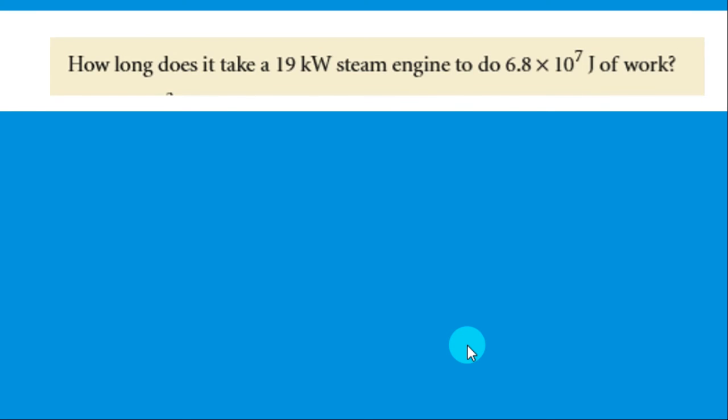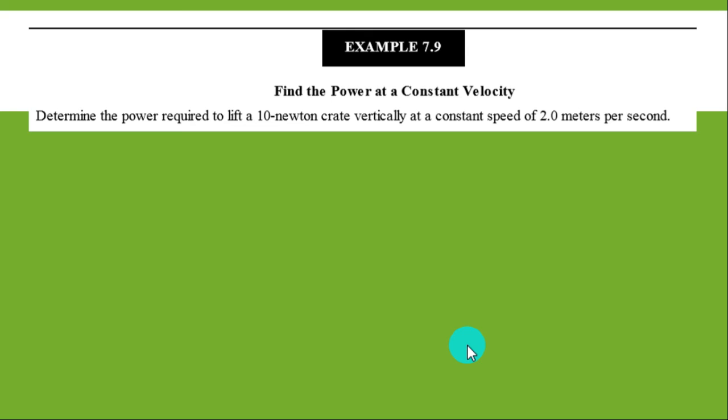You have here 2 examples, solve them by yourself, and tomorrow I will send you the answers.